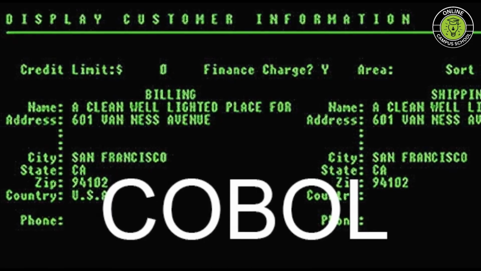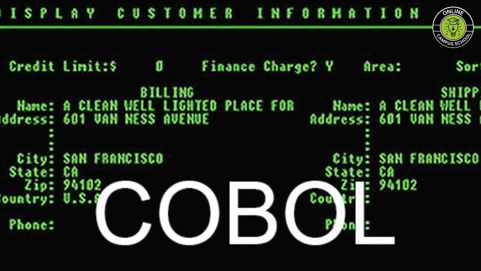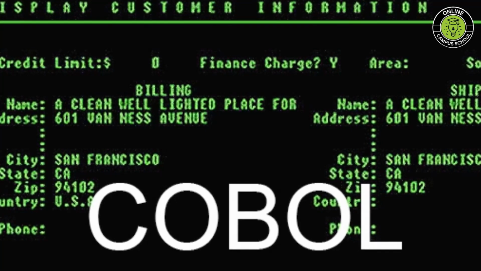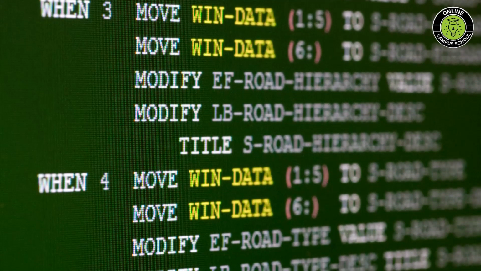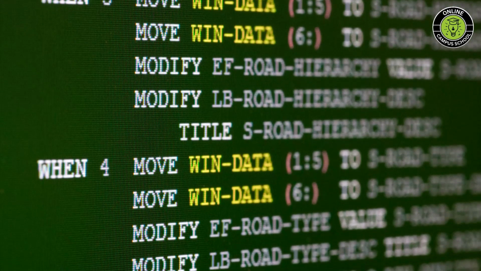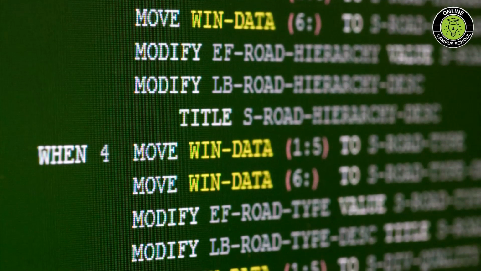8. COBOL. Despite being developed in the 1950s, COBOL remained crucial in the 1980s for business, finance, and administrative systems, for companies and governments, due to its robustness in handling data processing.